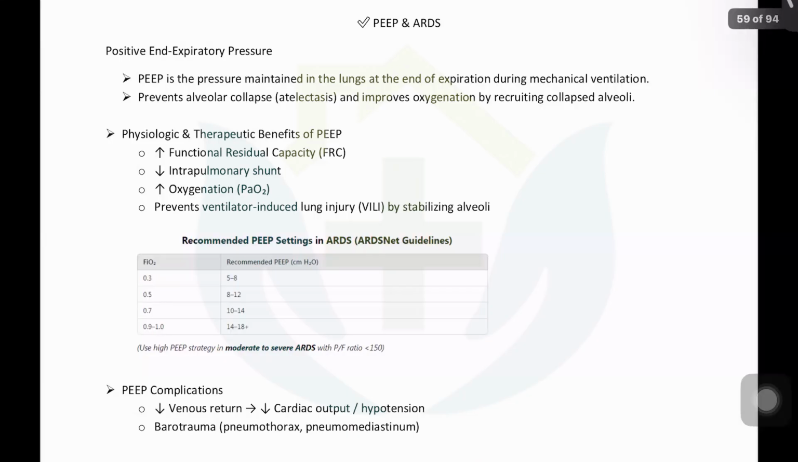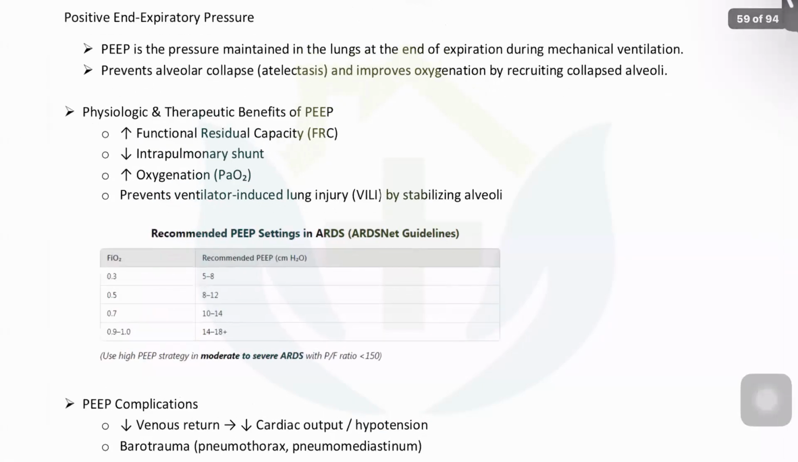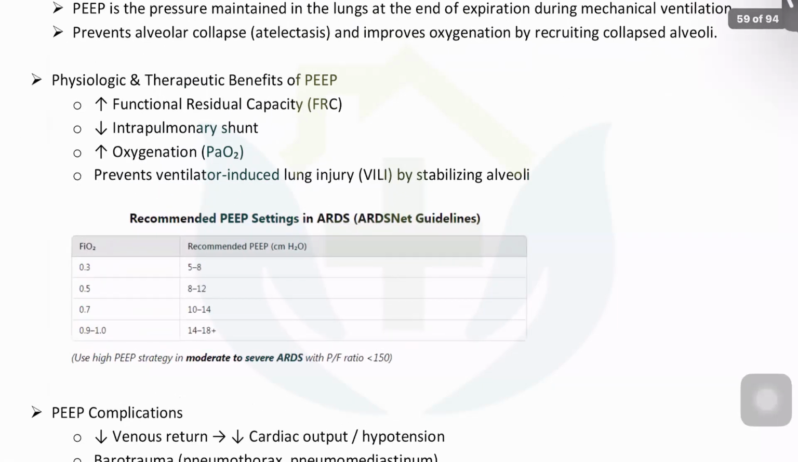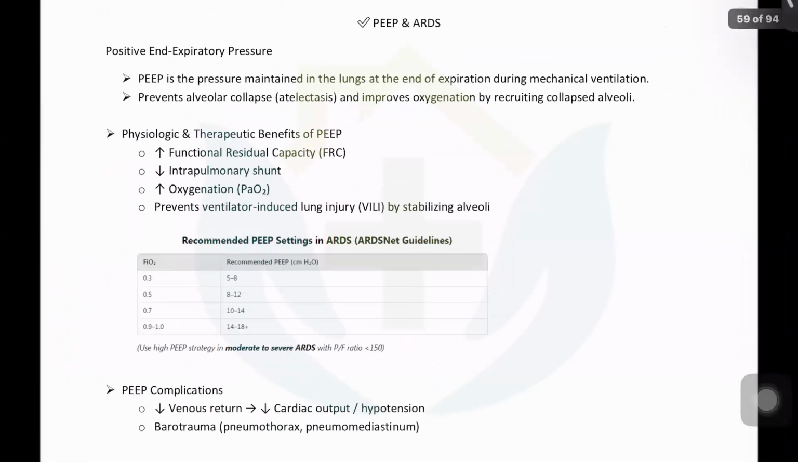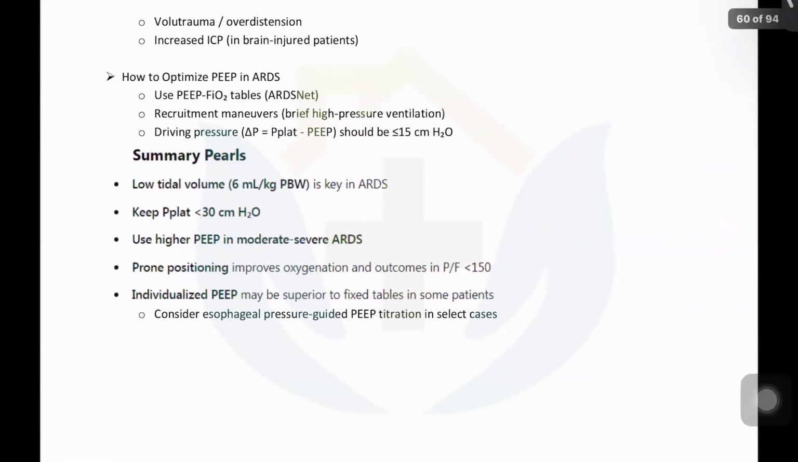So the PEEP helps by increasing FRC, by decreasing the intrapulmonary shunt, by increasing oxygenation and preventing ventilator-induced lung injury. So recommended PEEP settings in ARDS net, just for you, at an FiO2 of 0.3, you can keep 5 to 8, and the moment you go up to 100% FiO2, you can theoretically go up to 14 to 18 plus PEEP. Complications are decreased cardiac output due to decreased venous return, and barotrauma is the lung injury that happens, along with over-distension, volutrauma, and increased ICP is also there.